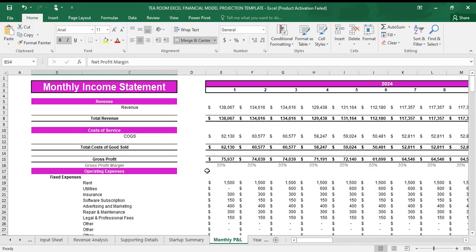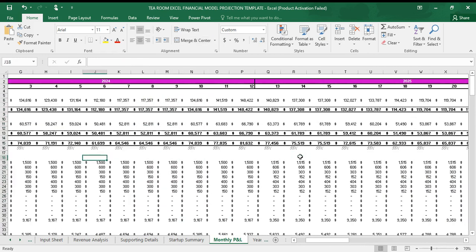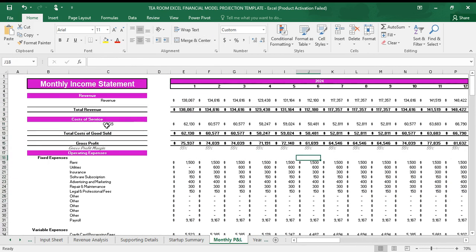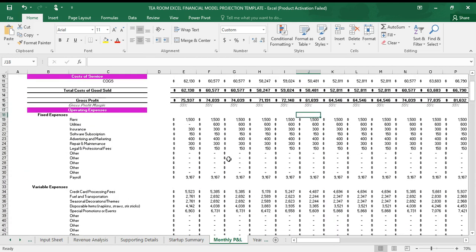Next is monthly profit and loss. Here we have calculated the monthly net profit for each month, and then we have also included margins such as gross profit margin, net profit margin, EBIT margin, etc.